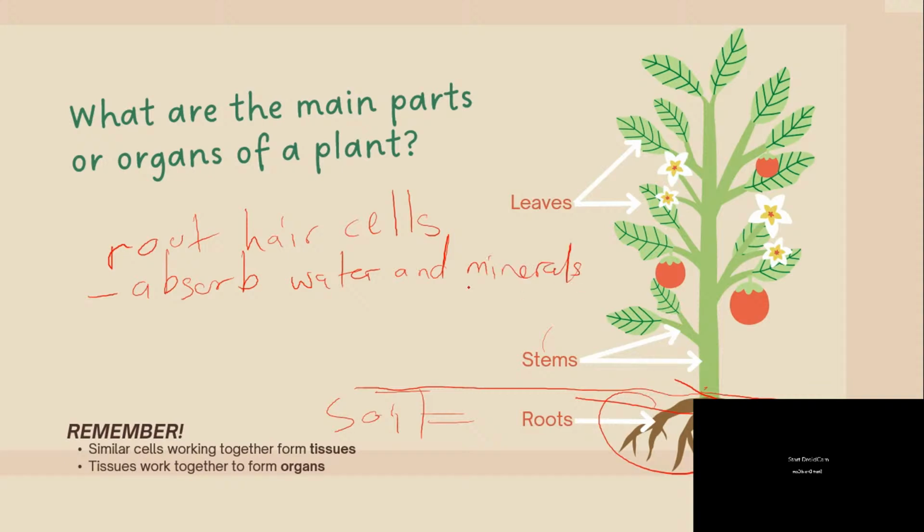So we say that the specialization of these root hair cells was that they have got an extension. That extension is that the cell itself is elongated. Some of its parts are elongated so that it increases the surface area so that the root can be able to perform its function of absorbing water and minerals from the soil.